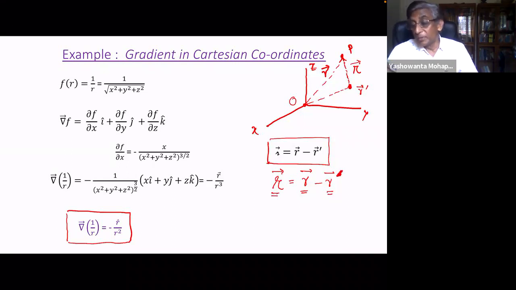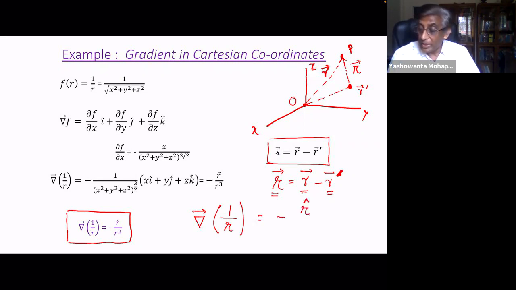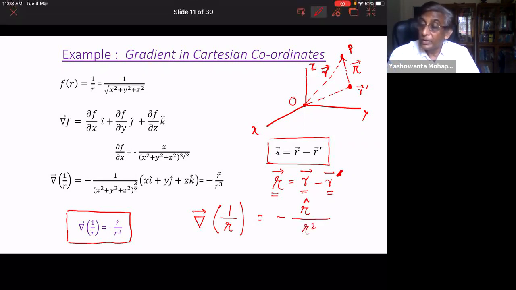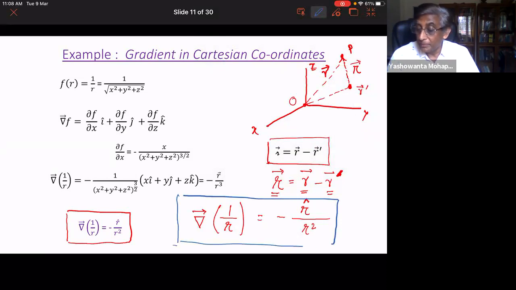Okay, so this is a symbol that we're going to use, and you can check that indeed this is also true if I take this distance from my r prime coordinate, this also is true that this would be r hat by r square. In fact, this is the one we'll use most of the time.